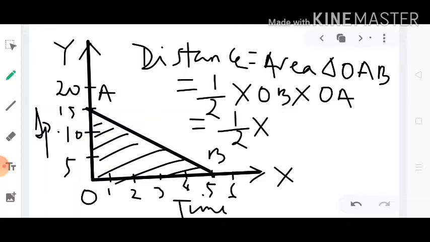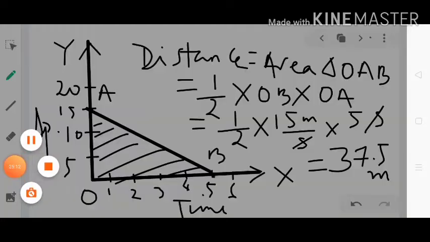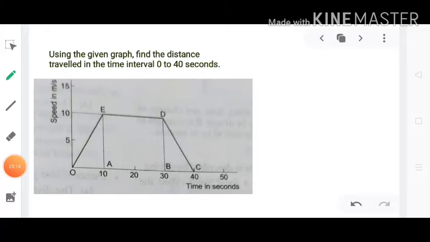Let's substitute the values. OB is 5 seconds and OA, the height, is 15 meter per second. OA is 15 meter per second, OB is 5 second. So cancelling out second, you are left with 15 by 2 into 5. So that is 37.5 meter. 15 into 5 is 75, 75 by 2. 37.5 meter is the distance.